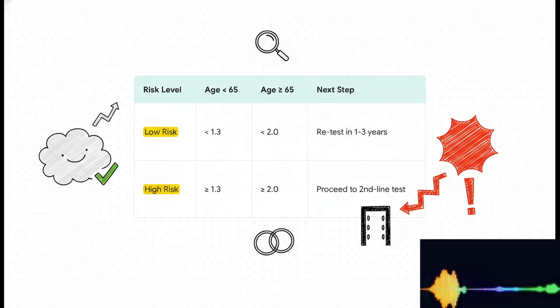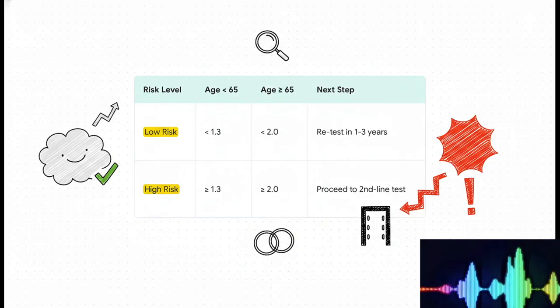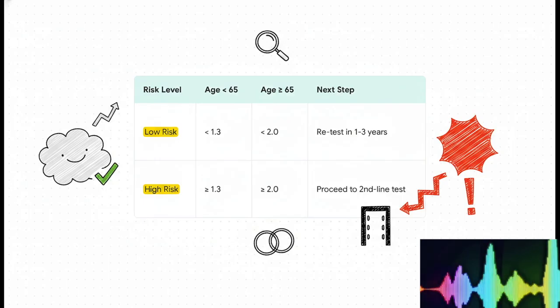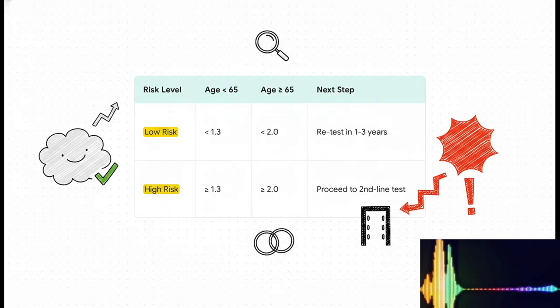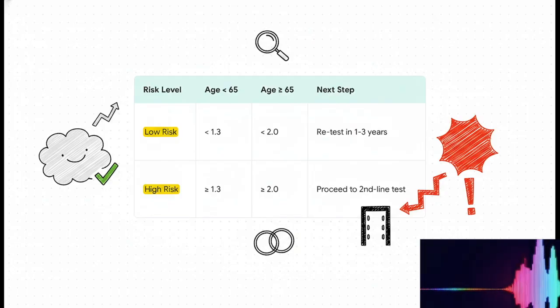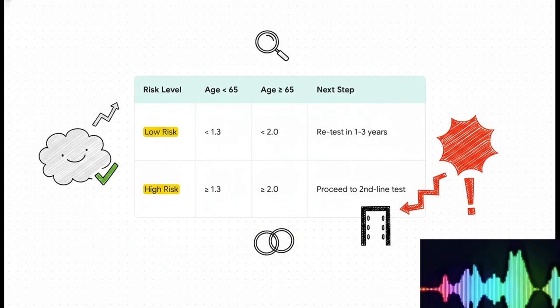Interpreting the score is also really straightforward. The global consensus guidelines make it simple. For your patients under 65, any score below 1.3 means low risk. For those 65 and older, that low risk cutoff is a bit higher, less than 2.0. So if they're low risk, you can just keep an eye on them in your practice and retest in a few years. But if the score is at or above those numbers, that's your red flag. That's the trigger to take the next step.